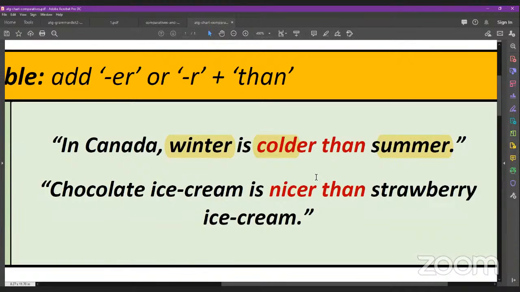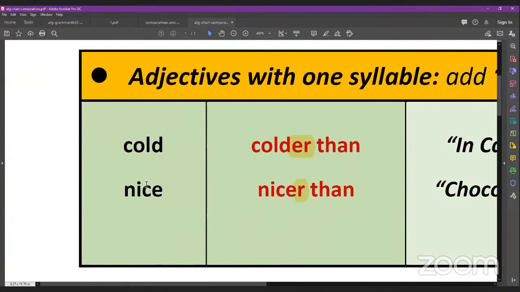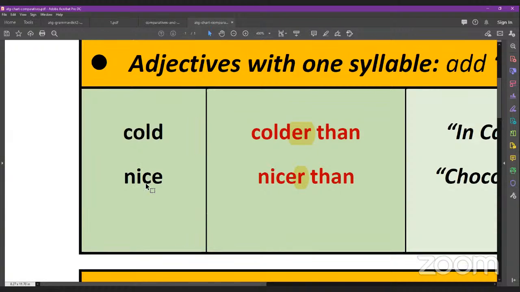Let's take a look at the sentence of example number 2. In this example, we are comparing chocolate ice cream and strawberry ice cream. What's the adjective? Nice. Comparative, nicer than. Chocolate ice cream is nicer than strawberry ice cream. As you can see, these spelling rules are about short adjectives. We just need to add the suffix -er to the base form of the adjective. Let's move on.